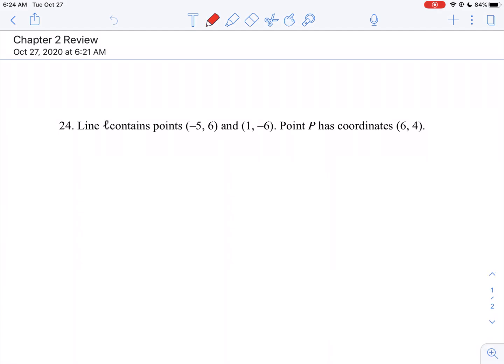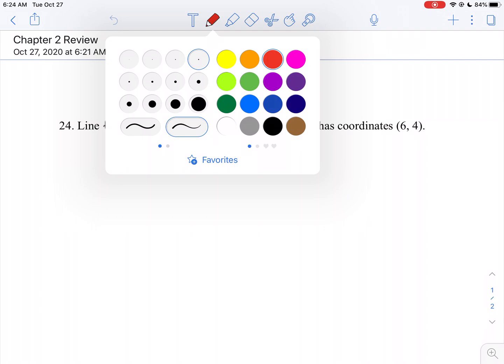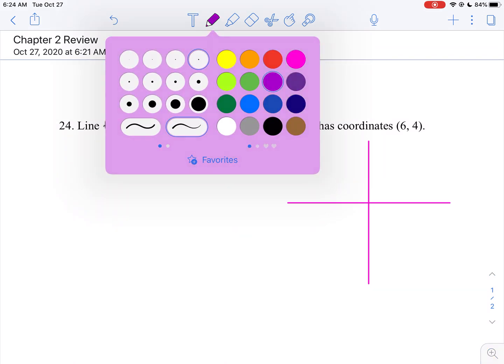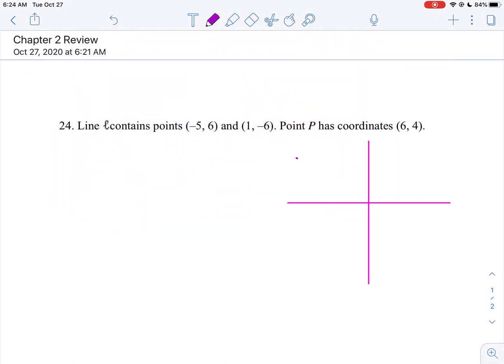So let's sketch a graph. It doesn't have to be perfect, but just so we get an idea of what's going on between these 2 points. We have one point at negative 5, 6, so here's negative 5 and 6. We have another point at 1 and negative 6. And we have a line going through those 2 points.